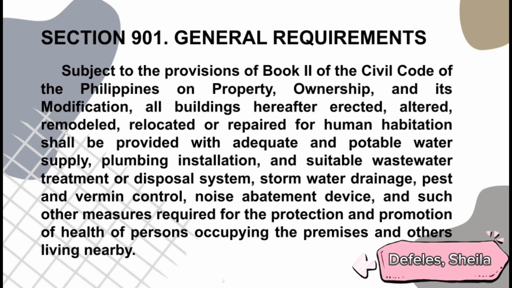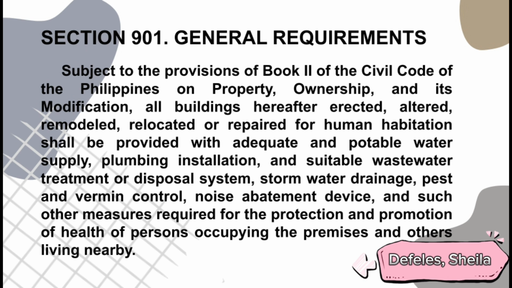First section under Chapter 9 is General Requirements. So, from the word itself, nakasaad dito yung mga nire-require na dapat meron yung isang bahay. It requires that every building intended for human habitation have, first, adequate and potable water supply. So, dapat meron daw malinis na tubig and sapat na tubig para sa mga taong naninirahan.